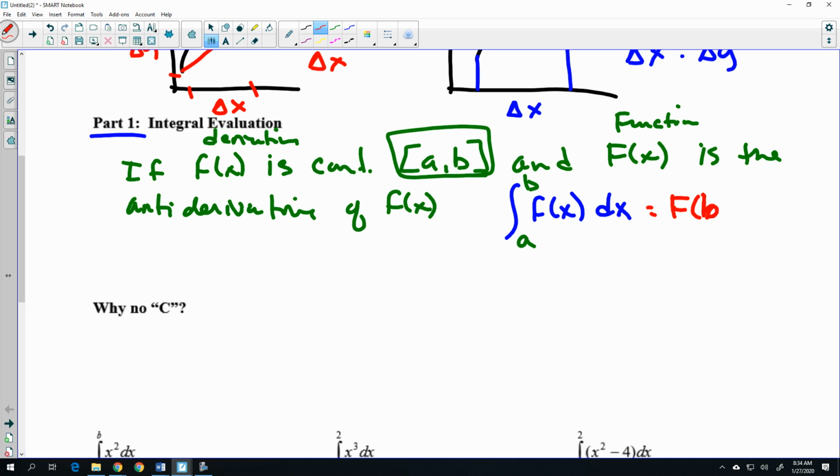Antiderivative of b minus f at a. Notice there is a subtraction sign. Now, why would I do that? Let's just look at a picture. Where would this come from?